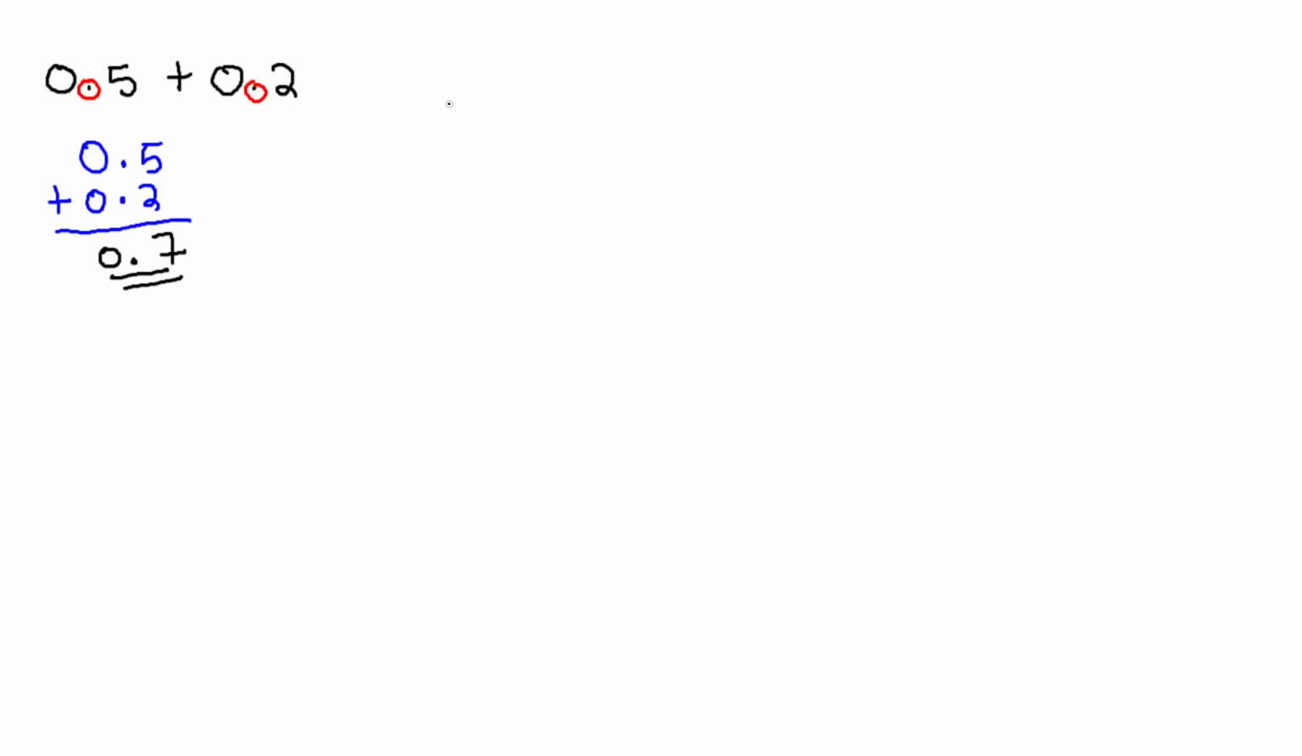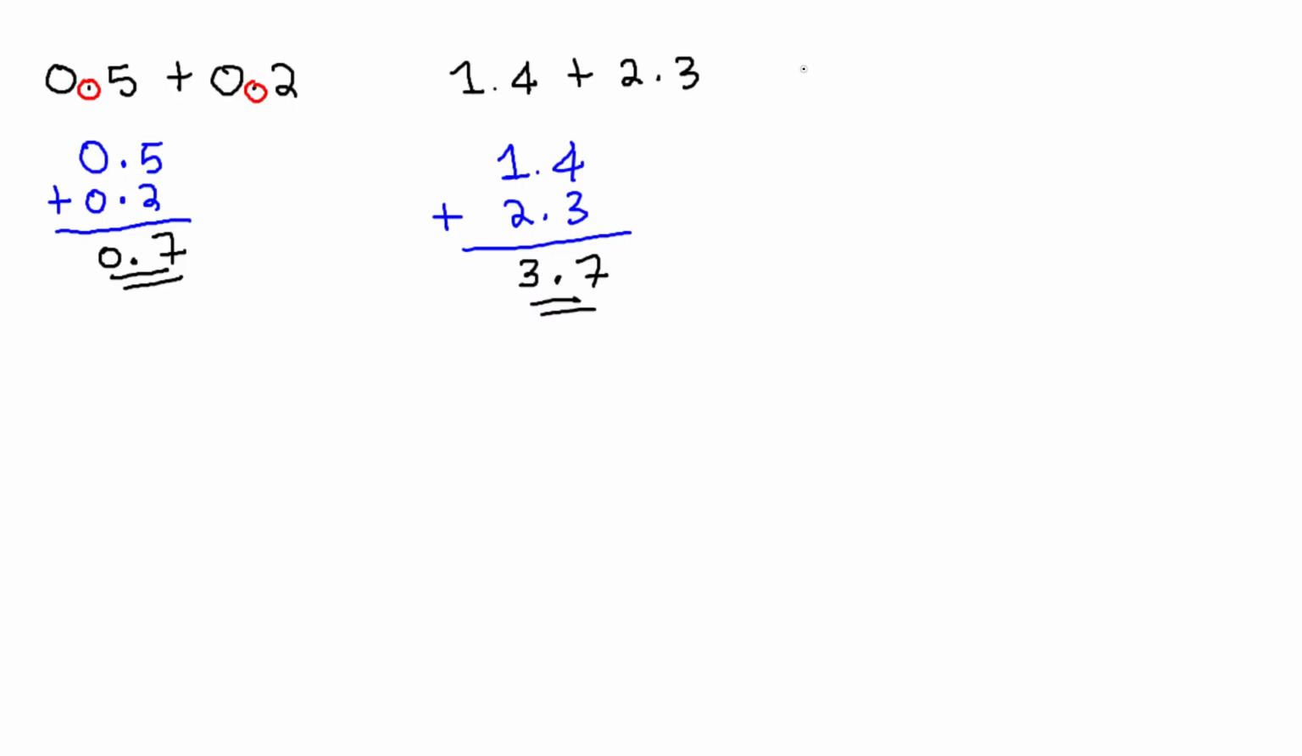Here's another example. Try to add 1.4 plus 2.3. So you need to line up the decimal points. So let's rewrite 1.4 plus 2.3. Let's add these two numbers. Let's add 4 plus 3, that will be 7. Bring down your decimal point, and 1 plus 2 will be 3. This is your answer.